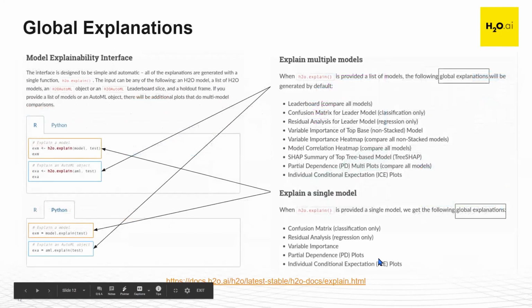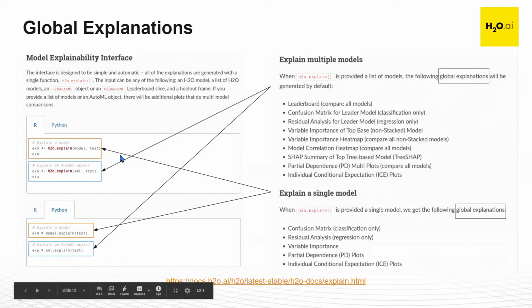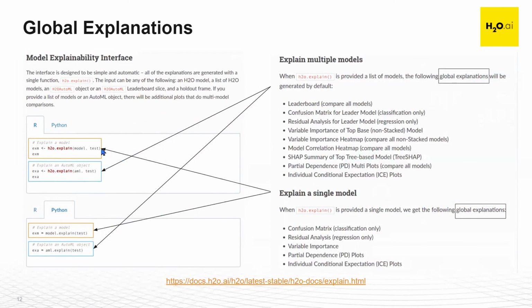So let's start with the global explanations. We try to make it super simple. You can see that for the API in R and Python, all you have to do is pass in a single model and the dataset that you want to explain. And that's it. That could be a lot easier than other toolkits that you may have seen from other vendors. We try to make it one single API call to explain a single model with multiple graphs.